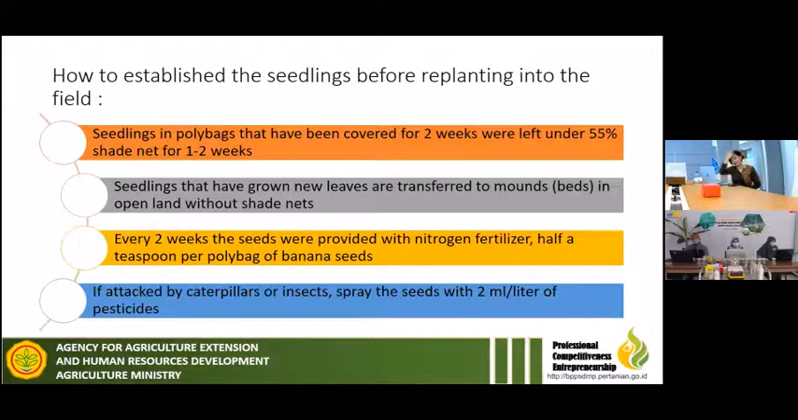And every 2 weeks, the seedlings are provided with nitrogen fertilizer, about ½ teaspoon per polybag of banana seedling. Here we use urea. Urea is 45% nitrogen. And if attacked by caterpillars or insects, we can spray the seedlings with 2 milliliters per liter of pesticide.